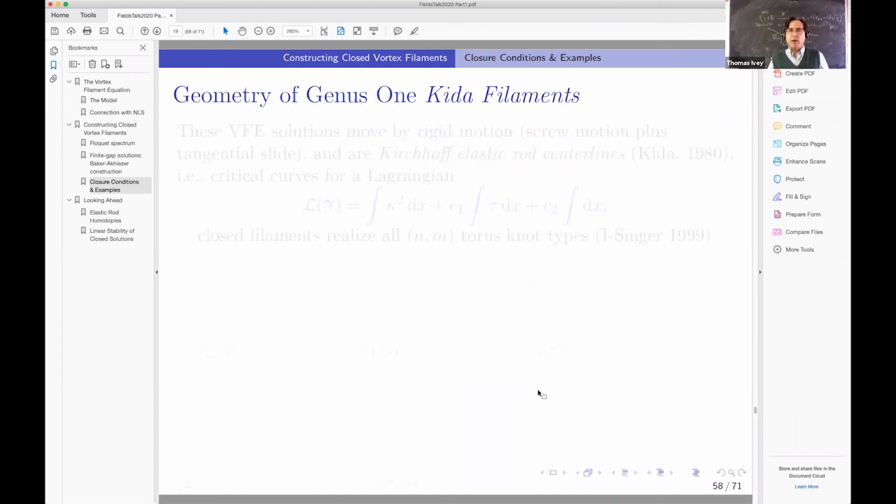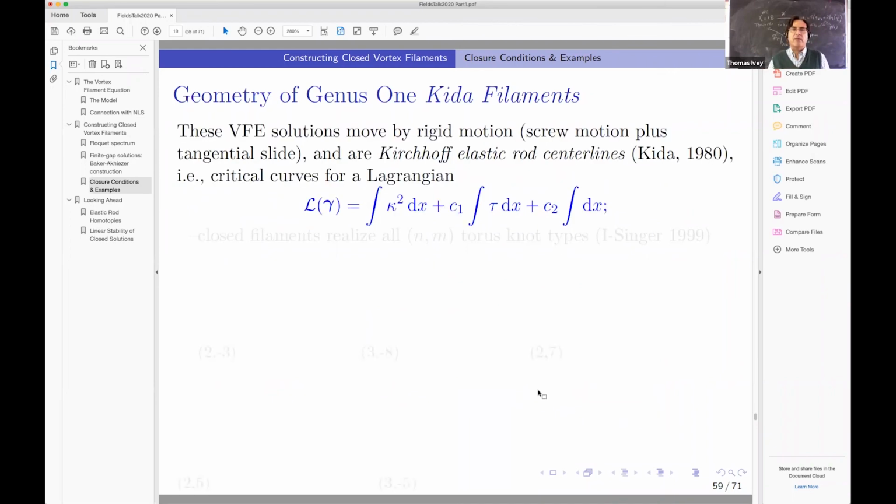Now, these genus 1 filaments that you get out of the SIM formula are known as Kida filaments. So Kida studied back in the 80s solutions of the vortex filament equation that move by a rigid motion. That is, up to a slide along the curve, there's a screw motion. That'll be a general rigid motion in Euclidean space. They move under gamma sub t equals kb, that equals a Killing field, the restriction of a Killing field along the curve, plus possibly a tangential component.